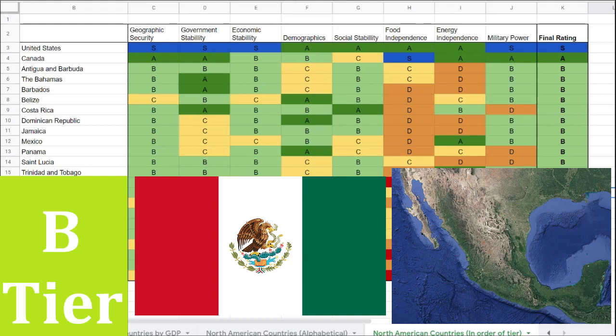Energy independence is A. It is a net energy exporter. Pretty good, but in terms of military power, it is B because it is not as close to the United States as Canada is at the end of the day. And while it does have a military, it is not exerting any global influence or anything, so it is only B. Alright, on to Panama.